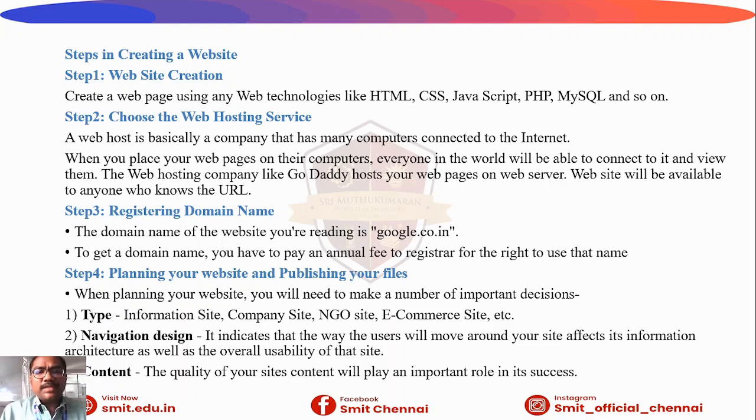There are several domains available. For example, .in is India, .org means organizational domain, .edu means educational domain. So as per the requirement, we need to register using the domain name. Then step 4 is planning for the website. When coming to the planning, these are the 3 important steps. First we need to plan for the type of website. Secondly, planning for the navigation design, how we will be able to traverse the website. Thirdly, what will be the content of our website. These are 3 important things in planning.